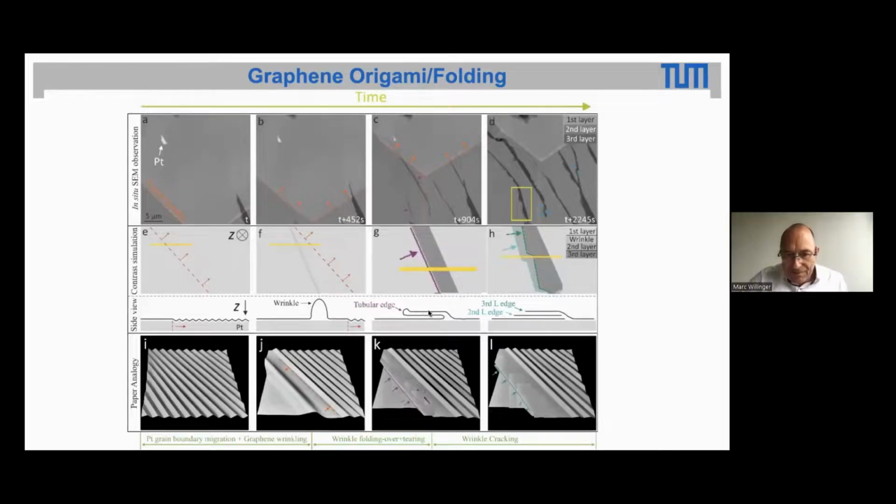So you get a tri-layer basically. This tri-layer is darker in contrast. I told you we are sensitive to the atomic layers, and we can see tri-layers that are basically three levels darker than the single layer.